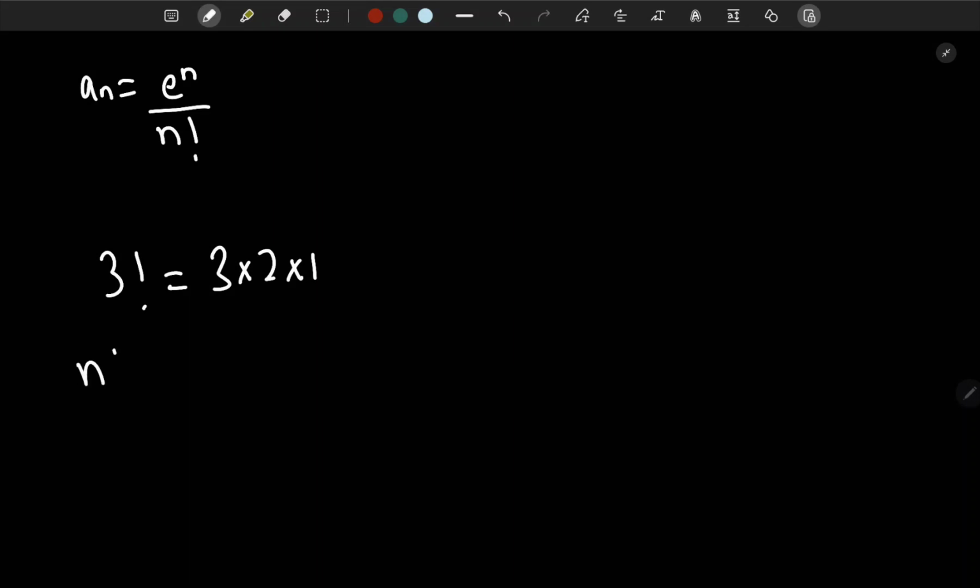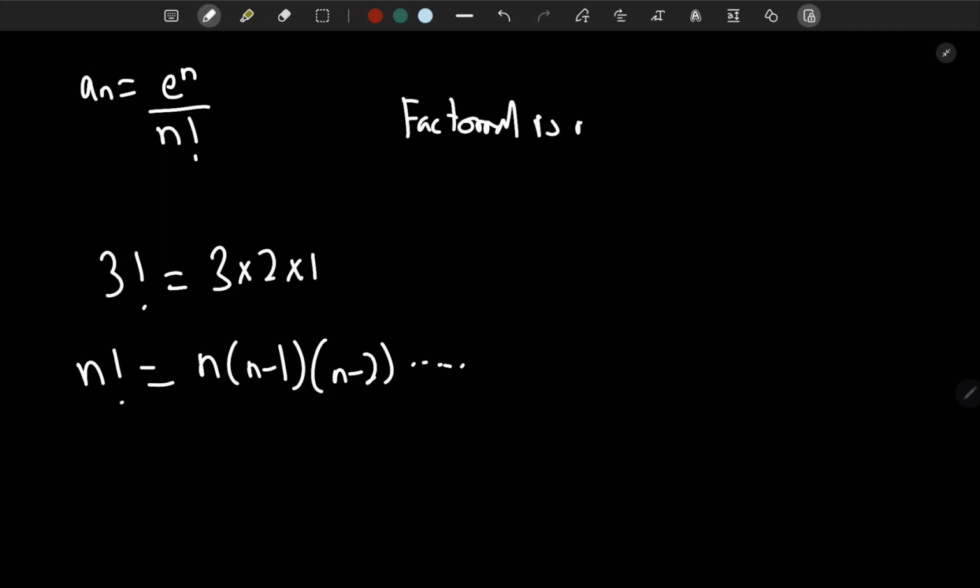And if we have n factorial, this is equal to n multiplied by n minus 1 multiplied by n minus 2, and so on until we reach 1. And we don't know what n is over here, so we have to guess. One thing that you need to keep in mind is that a factorial is more dominant, or increases at a faster rate, than a base to an exponential.